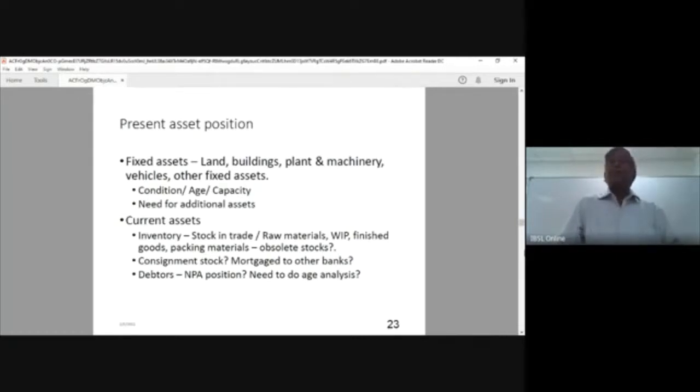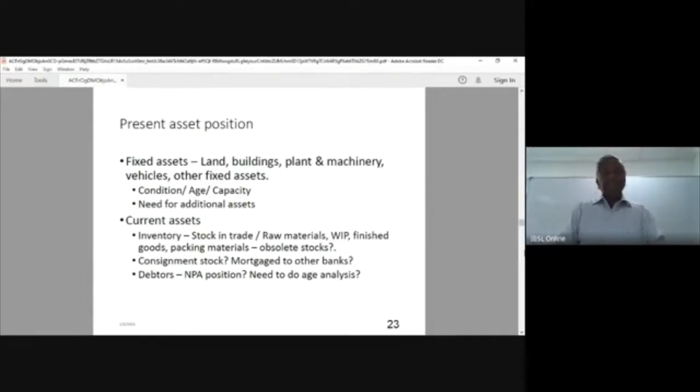Obsolete stock means the stock cannot be used or cannot be sold, maybe due to various reasons, maybe outdated. The date of expiry may have passed. Even finished goods or raw materials may have passed the date of expiry, so that is obsolete and cannot be used. Maybe in the case of certain items, the fashion has gone. In the case of garments, the fashion has gone and now nobody will purchase this. So that is also obsolete stock, which cannot be used or sold.